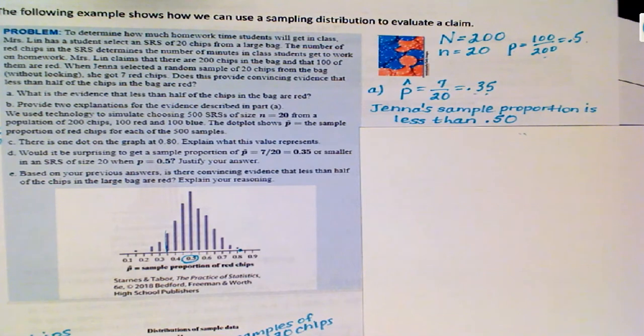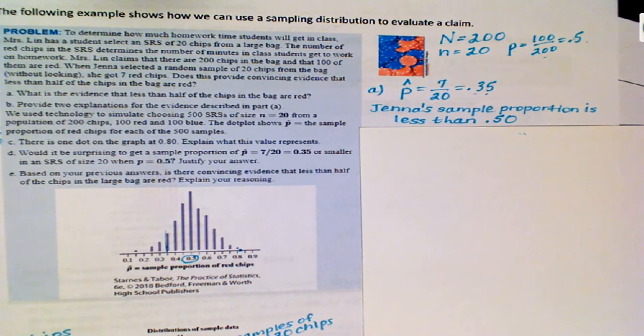So that might have you question whether or not there are truly 50% red, or 0.5, if the proportion is 0.5. Jenna's sample proportion is less than 0.5. So that might be your evidence that you're questioning the number of red chips in the bag.